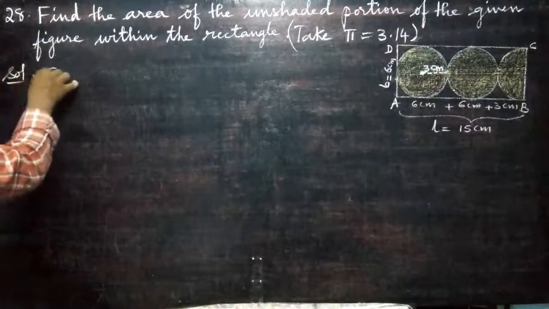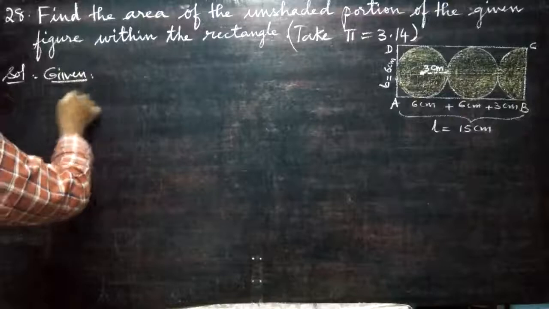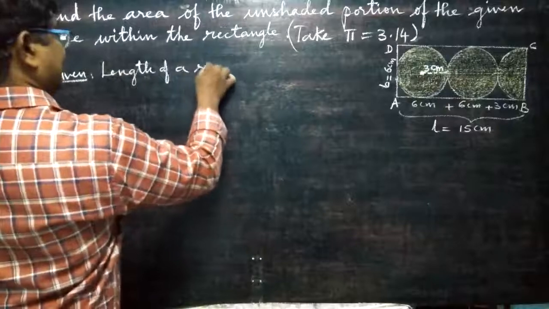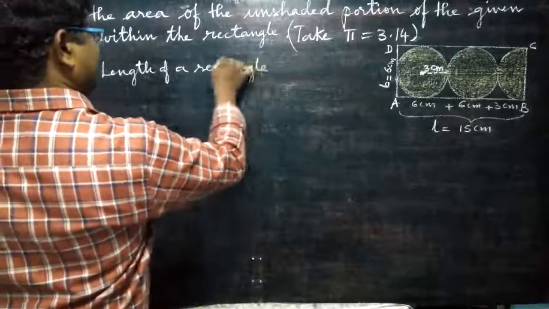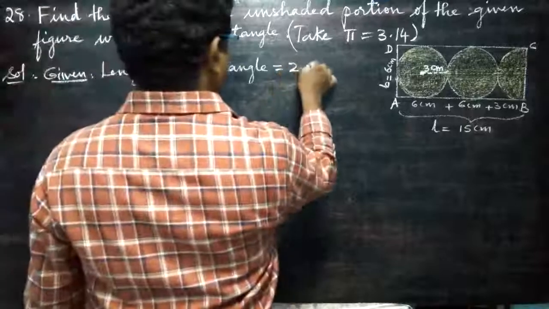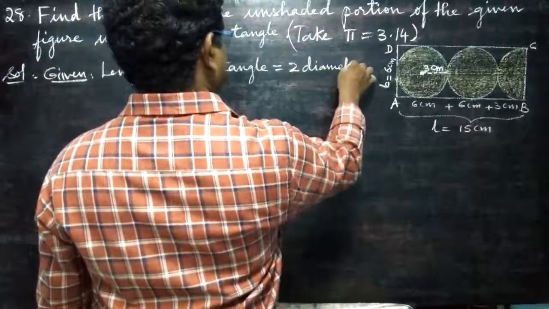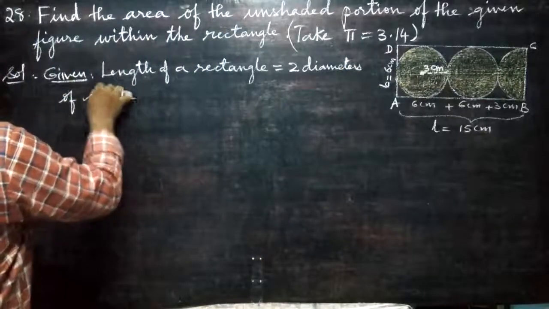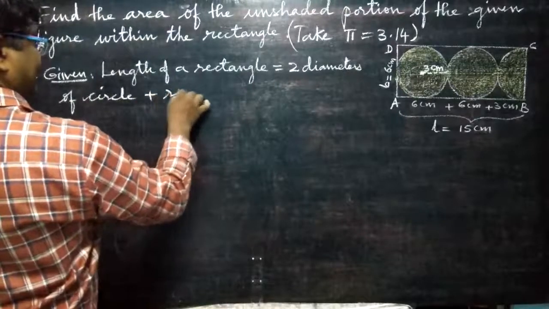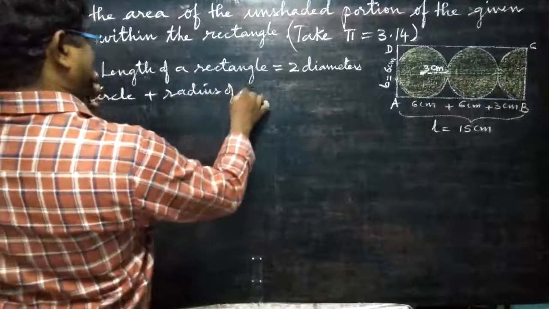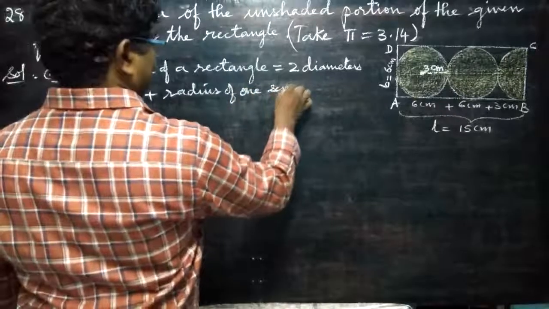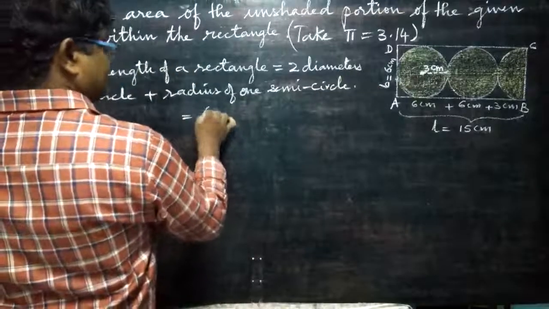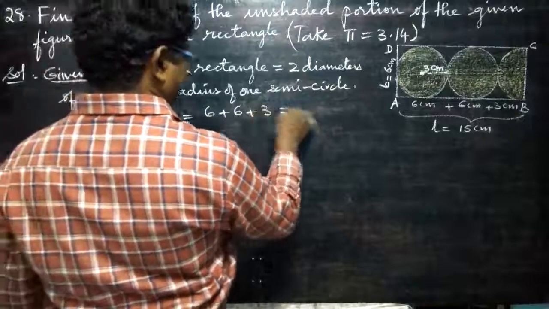Solution. Length of a rectangle. What is the length of the rectangle? It is equal to 2 diameters of a circle plus radius of one semicircle. Write clearly for your understanding. That is equal to 6 plus 6 plus 3.